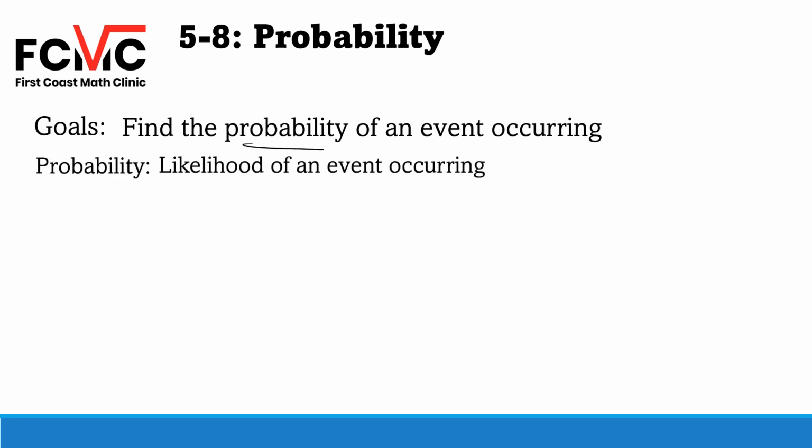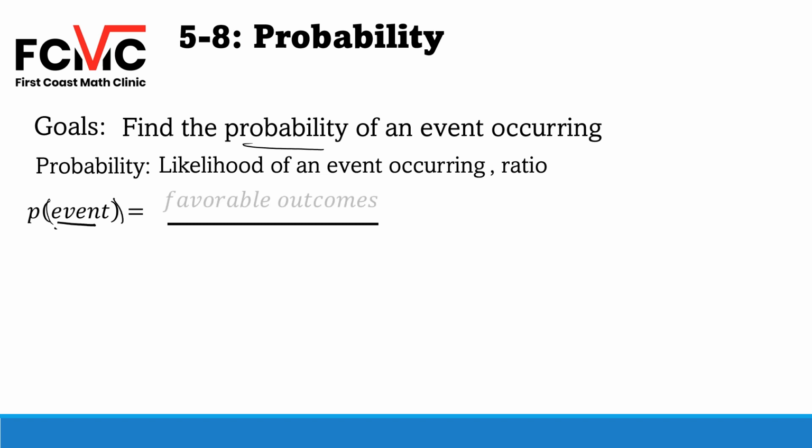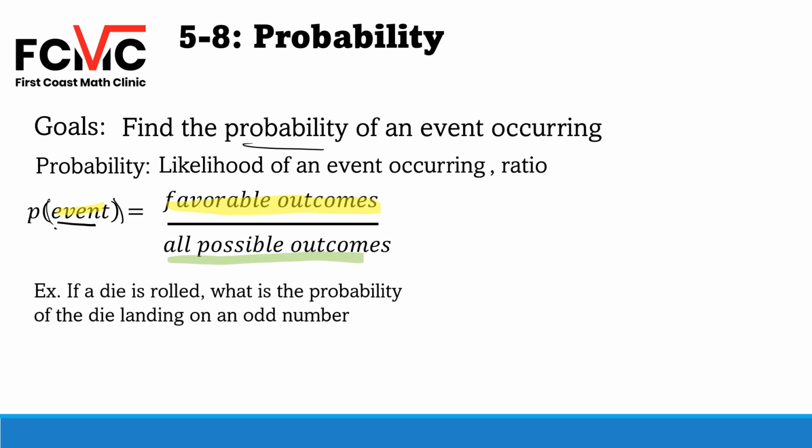So probability is the likelihood of an event occurring, and probability is always written as a ratio. Our notation is going to be function notation. So we've got P for probability, and then whatever event we're looking for in parentheses equals, and then our ratio, our fraction: our favorable outcome, so what we're looking for, in our numerator, over all possible outcomes, so everything that can occur, in our denominator.